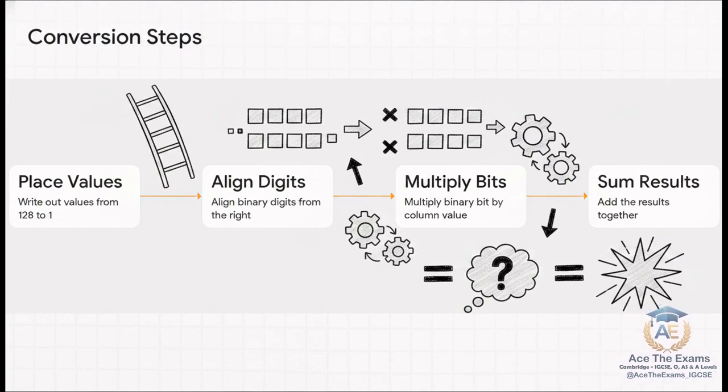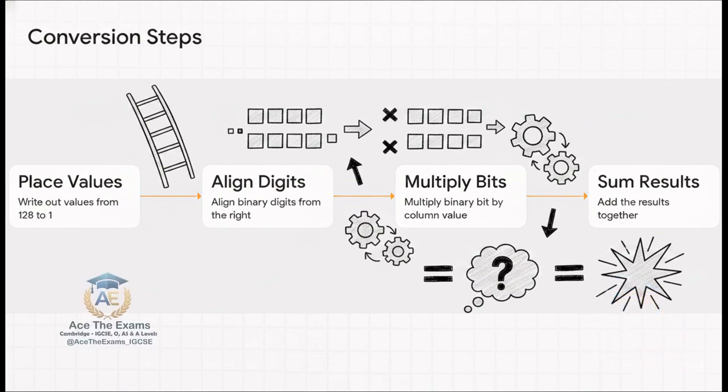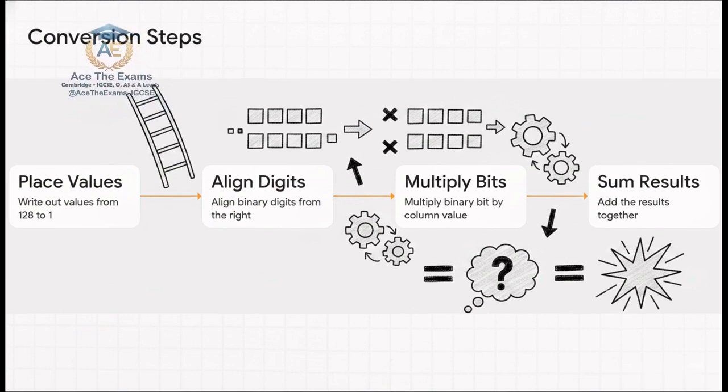Step 1, you write out your place values from 128 down to 1. Step 2, align your binary digits starting from the right. Step 3, multiply the binary bit by the column value. If it's a 0, well, it's 0. If it's a 1, you take the column's value. And step 4, just sum those results up. So 16 plus 0 plus 0 plus 2 plus 1 equals 19. That right there is the exact working out you need to visualize.